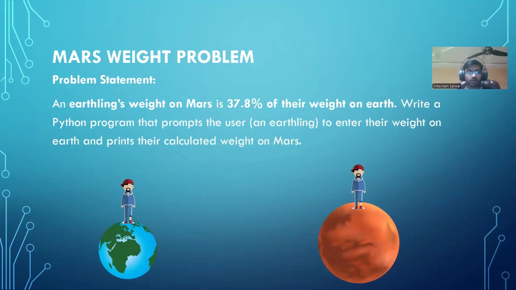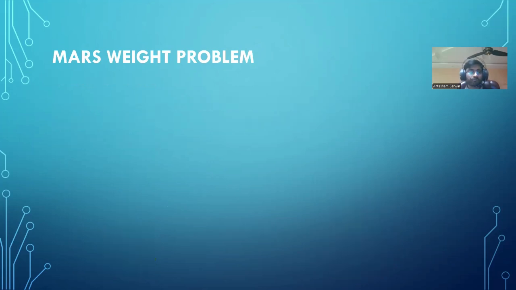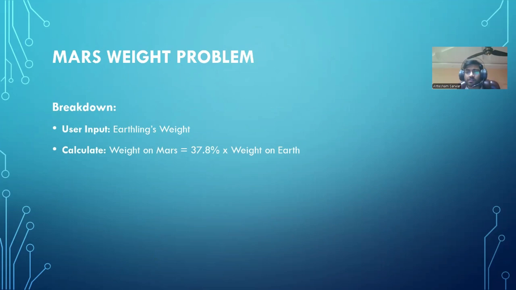We have a person on Earth whose weight is 60 kg. In order to find their weight on Mars, we need to multiply 60 kg with 37.8%, and the resulting value will be the weight on Mars, which is 22.68 kg in our case. So let's break down the problem. First, we need to get an input from the user, which will be the Earthling's weight. Then we need to calculate the weight on Mars by multiplying the Earthling's weight with 37.8%. After that, we need to show the result to the user, the weight on Mars.